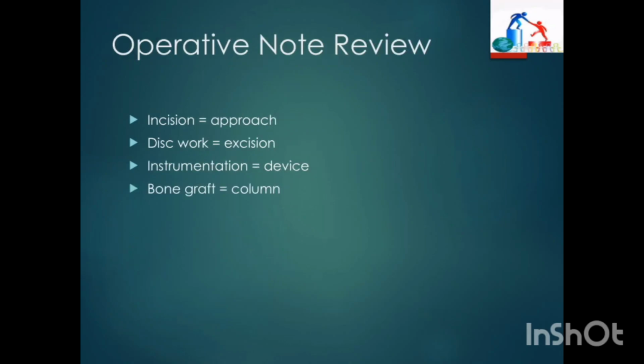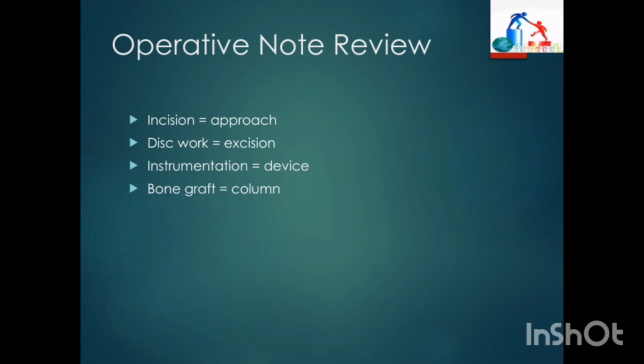Let's break down some key terminology you'll often encounter in operative notes. First, when I say incision, I'm referring to the approach we take to access the surgical site. It's essentially how we get in. Next, disc work stands for excision, meaning the removal of the disc or disc material. Moving on, instrumentation refers to the device we use during the procedure, whether it's tools or implants.